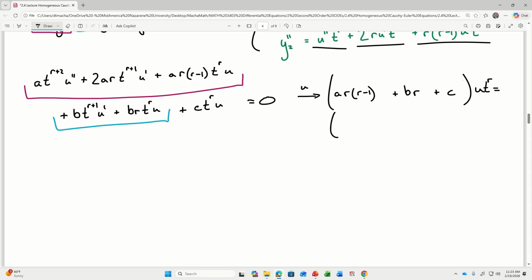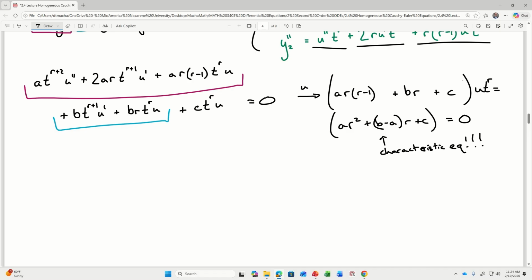That's going to be the same thing as ar squared plus b minus ar plus c. And this is equal to 0, because that's my characteristic equation that we solved for r. So that's kind of cool. Get that one for free.